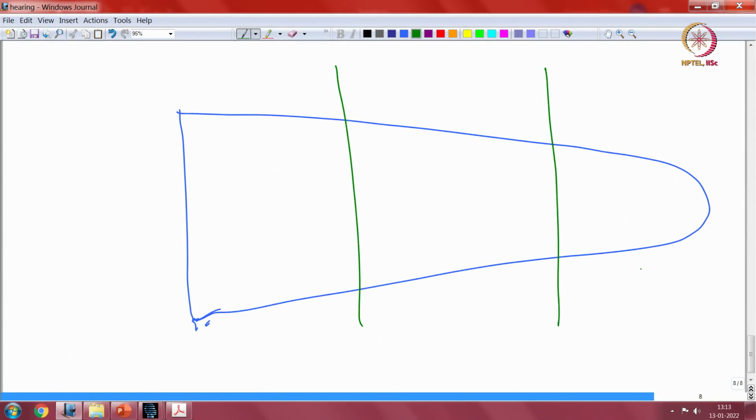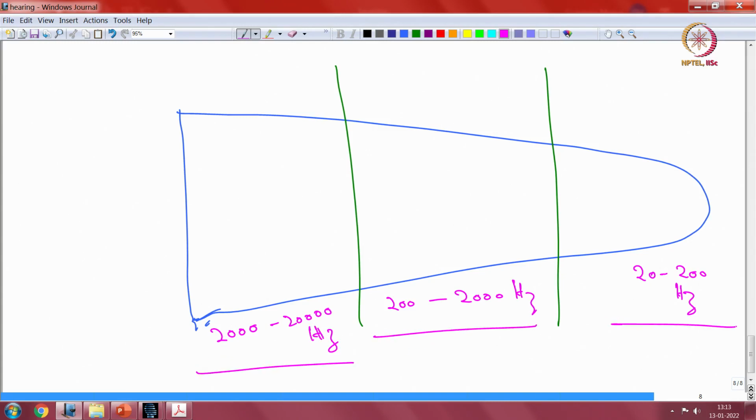So, 20 to 200 hertz, 200 to 2000 hertz, 2000 to 20,000 hertz. So, that is how it is graded.